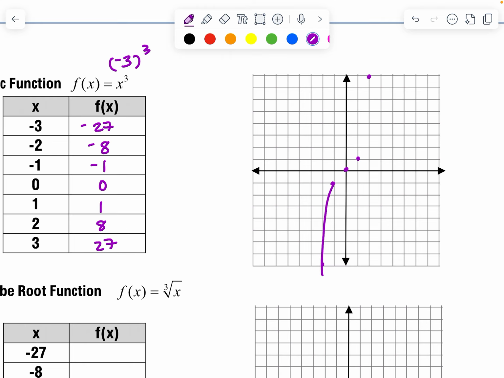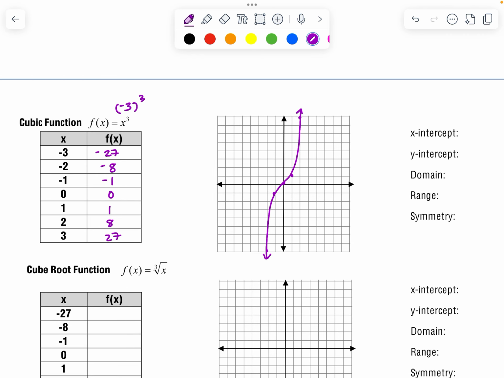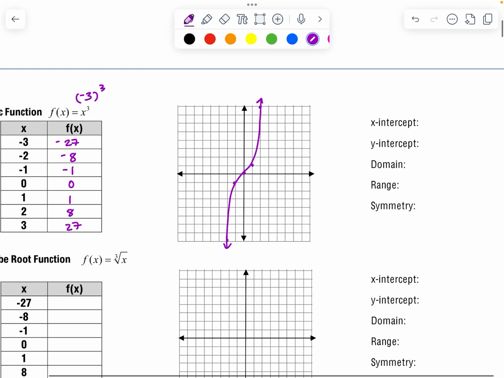And we get a graph that kind of looks like this. Make sure you put the arrows on the end. And we have an infinite amount of x values to the left and to the right. Our x-intercept is (0, 0). Our y-intercept is also (0, 0).